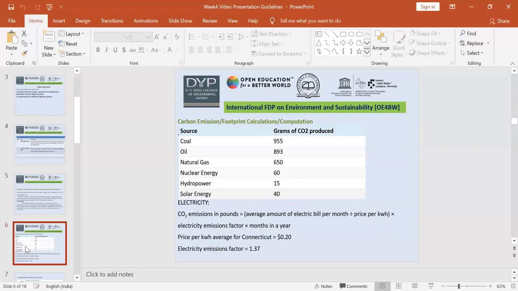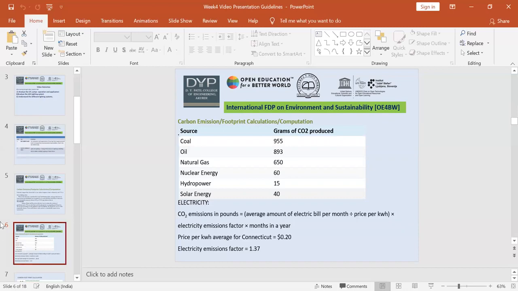And these are the carbon emission or footprint calculations from different sources, showing how much CO2 is produced from different sources. From coal 955 and oil 893, then natural gas, natural energy, hydropower, and solar, like this. And the electricity lighting system normally works on electricity.